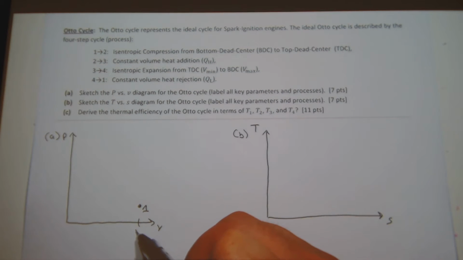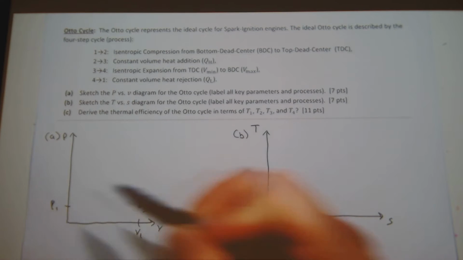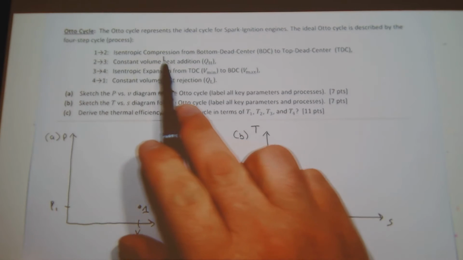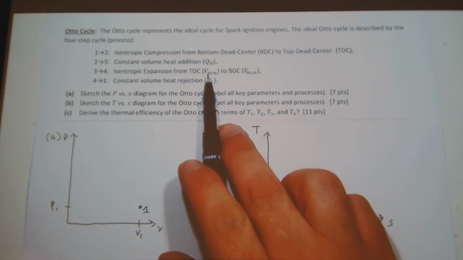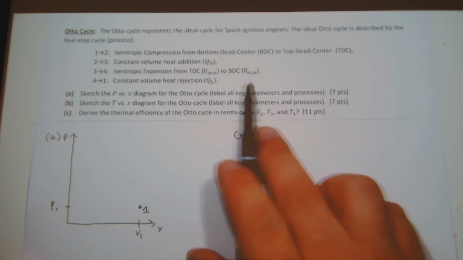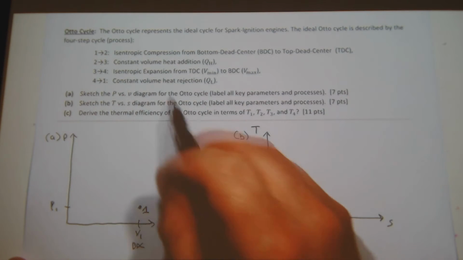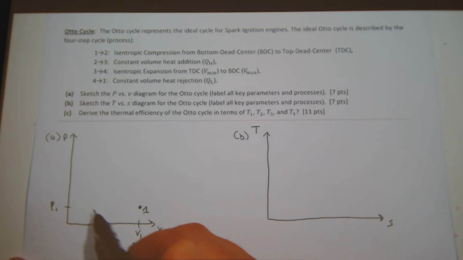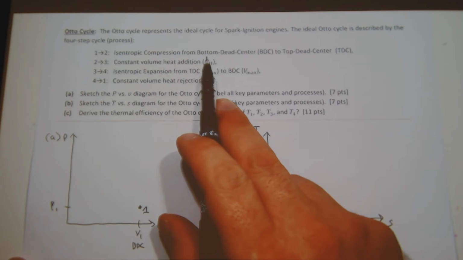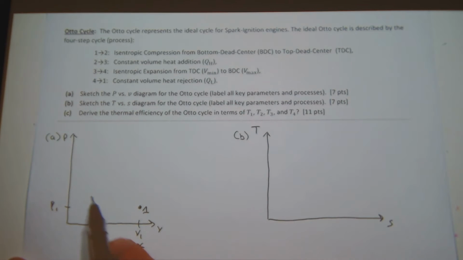I'm at a given specific volume and a given pressure, P1, V1, and I have isentropic compression from bottom dead center, which I mentioned is Vmax. So I have compression, and given that, I know I'm going in this direction. It's isentropic, which doesn't mean it's constant pressure, but I can write out the ideal gas law, and I can see that as I compress a gas, typically my pressure is going to go up unless I remove a lot of heat.